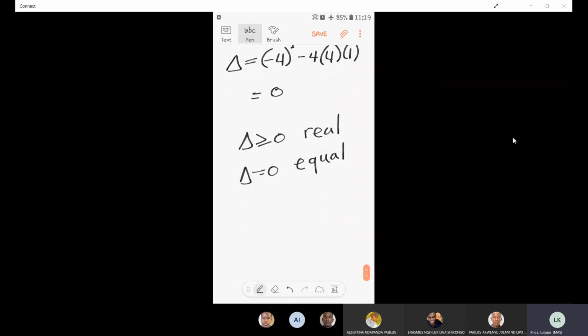So I have real, equal. You can also include rational because under the square root you'll have 0. So you can also say rational. 0, you can also look at it as a square number. Right, so that is the nature of my roots. They are real, they are equal, they are rational. So when I solve this, I will get x is equal to maybe 2 or x is equal to 2. It's the same number like that. Is that one fine?